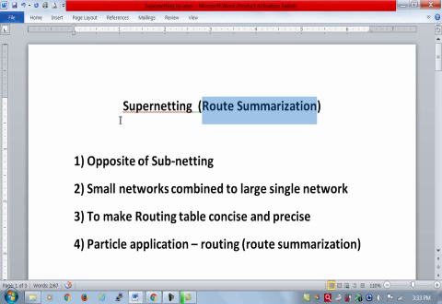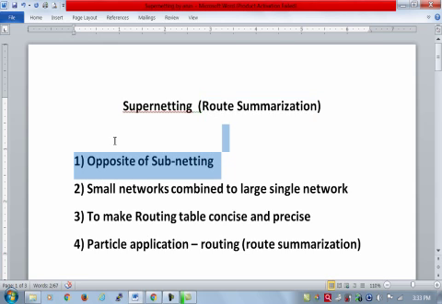Opposite of subnetting means that in subnetting I had a huge network and I was dividing it into small parts. But in supernetting it is the opposite: I have small networks, and those small networks will be clubbed into one super network. So the first point is clear: it is the opposite of subnetting, and small networks are combined into one large single network. How this is done, we'll see later on.